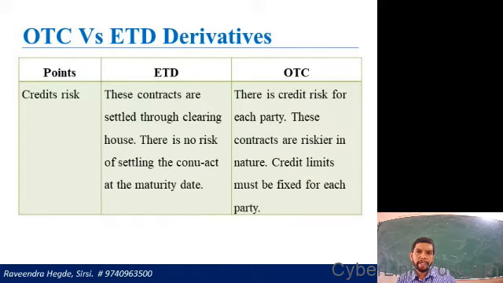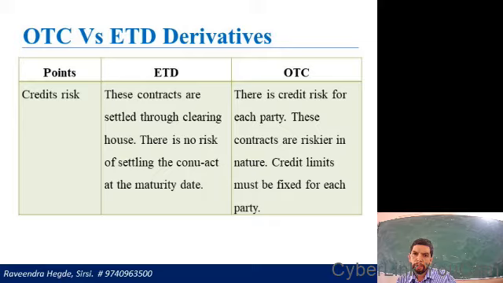Next, credit risk. In ETD, the contracts are settled through the clearing house. So there is no risk of settling the contract at the maturity date. In OTC, there is a credit risk for each party. These contracts are riskier in nature. Credit limits must be fixed for each party.